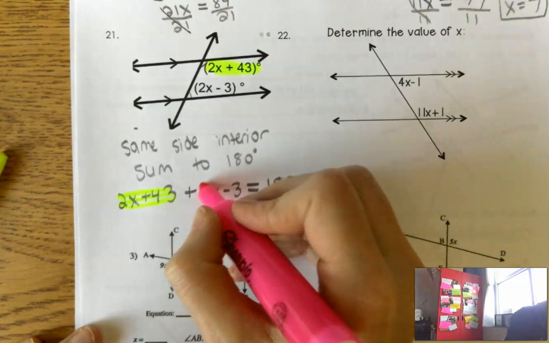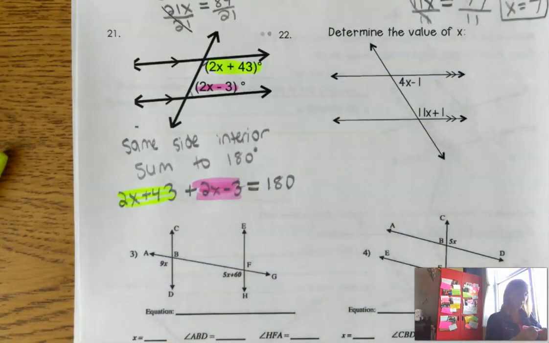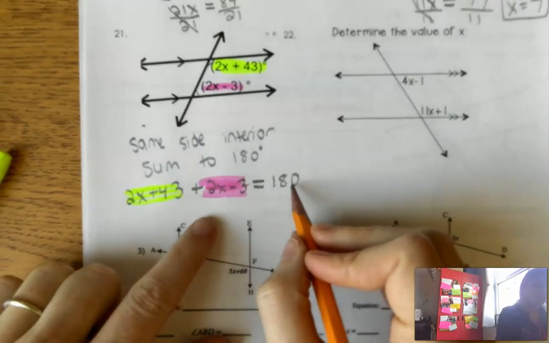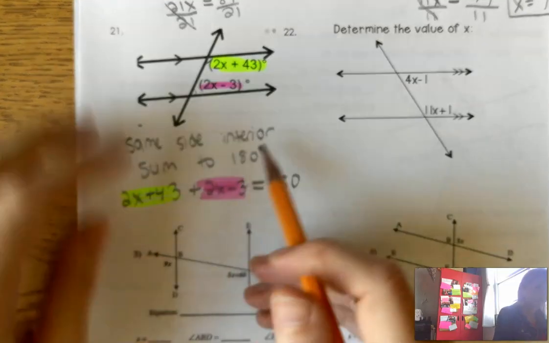And this is my second angle. All I'm doing is adding them together and setting them equal to 180 because same side interior angles sum to 180. They add up to 180.